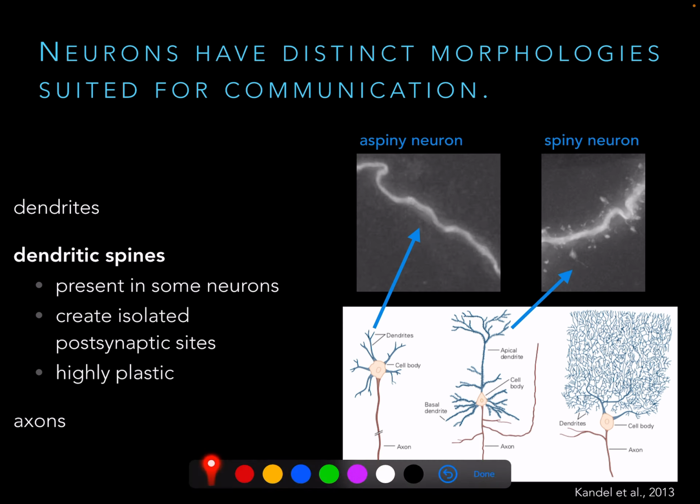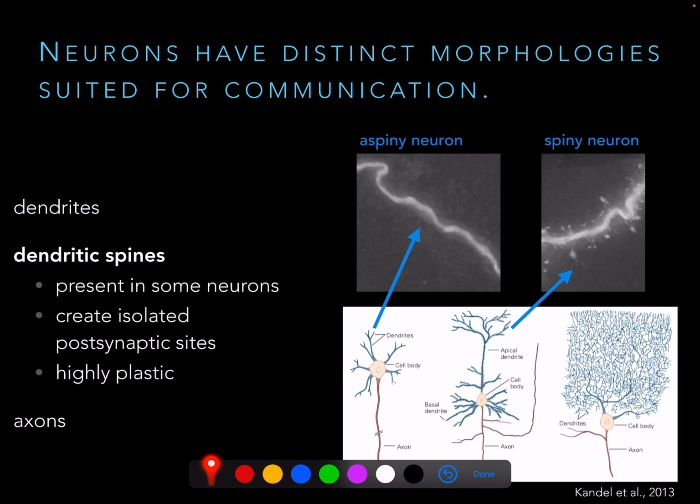Their dendrites also vary in terms of whether or not they have spines. Here's a smooth, aspiny dendritic shaft. Notice there's no little protrusions coming off. Over here, though, see these little spines coming off? Those are dendritic spines. And these are the sites where we form excitatory synapses on this neuron.